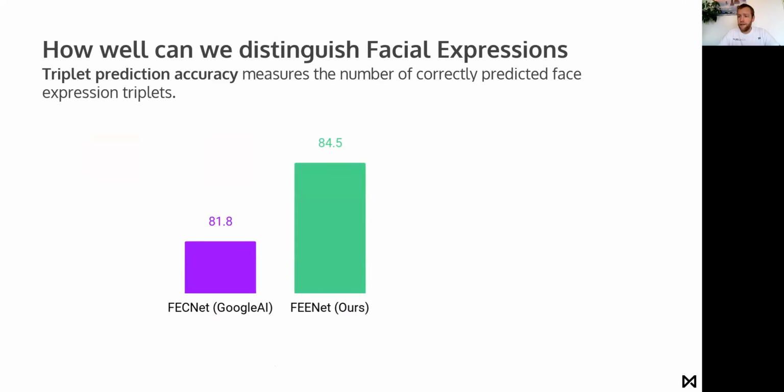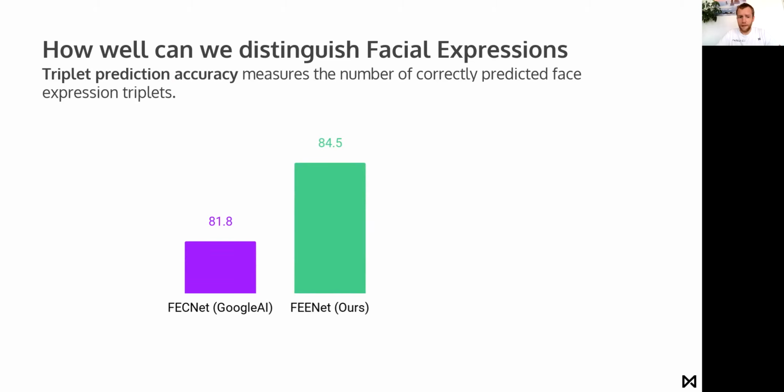Now, how well can we actually distinguish facial expressions? One way of measuring this is we can take a left out set of triplets. In our case, it's around 10,000 triplets that we use for evaluating the system. So the system has not seen those during the training, but we can use those now and say, well, how many of these triplets is our system actually correctly classifying, meaning that the two more similar facial expressions have smaller distance. So if we do this, we find that we actually get a triplet prediction accuracy of around 84.5%.